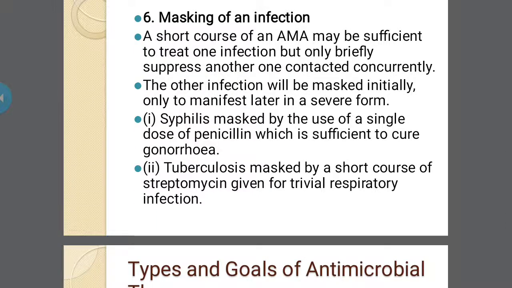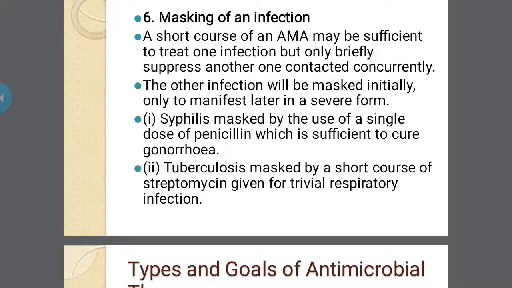Masking of an infection can happen. A short course of antimicrobial therapy may be sufficient to treat one infection, but only briefly suppress another, which can be present concurrently. So the other infection will be masked initially, and that can manifest later in a severe form. Example: syphilis is masked by use of a single dose of penicillin, which is sufficient to cure gonorrhea. So syphilis and gonorrhea can often be present concomitantly in a single patient, and a single dose of penicillin is sufficient to treat gonorrhea but not sufficient to treat syphilis. So initially symptoms can be resolved, but syphilis can reappear later.